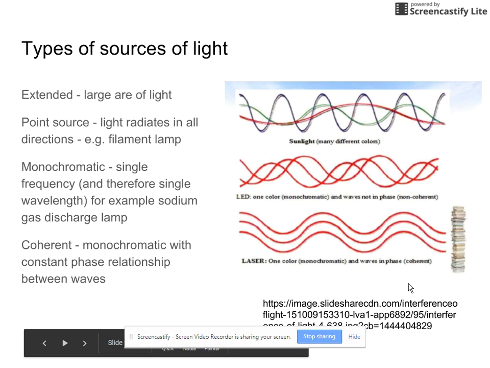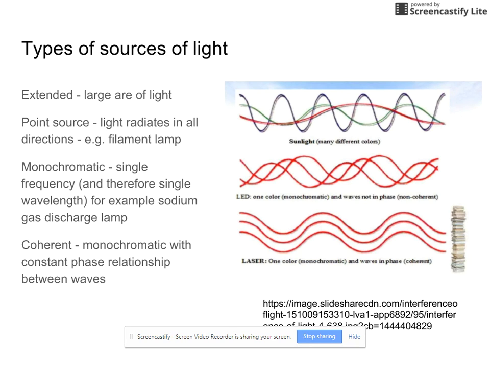Before we go any further, it's worth mentioning that we need to consider different sources of light. Extended source is like roof lighting. A filament bulb would be a point source, which is radiating out in all directions. So that's what you'd use for inverse square law. Monochromatic is just a single frequency of light, but you could have lots of different waves of different phase, and that's when we use the sodium discharge lamp for the Newton's rings experiment. And you could use an LED, which is quite a broad spectrum.